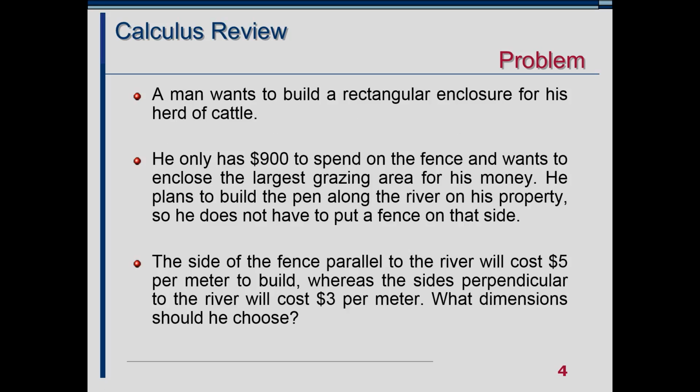He plans to build the pen along the river on his property so he does not have to put up a fence on that side. The side of the fence parallel to the river will cost $5 per meter to build, whereas the sides perpendicular to the river will cost $3 per meter. What dimension should he choose? Okay, so this is a classic calculus problem.